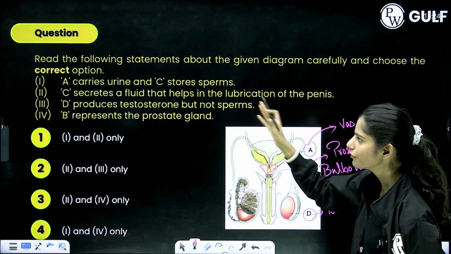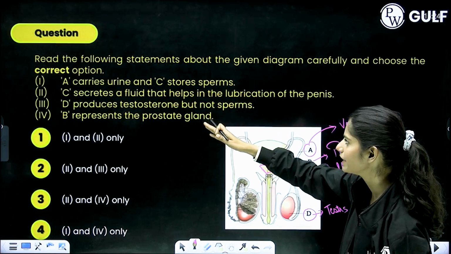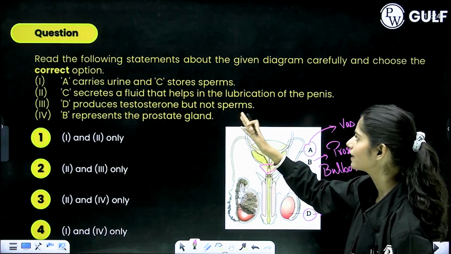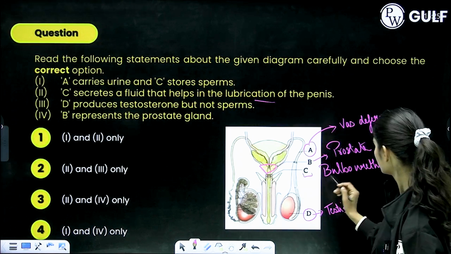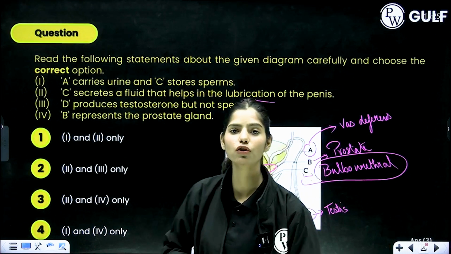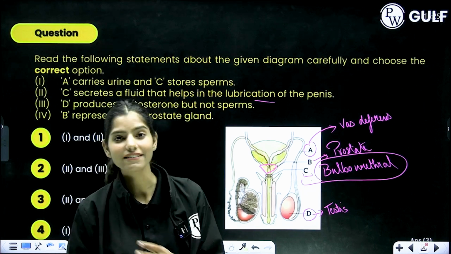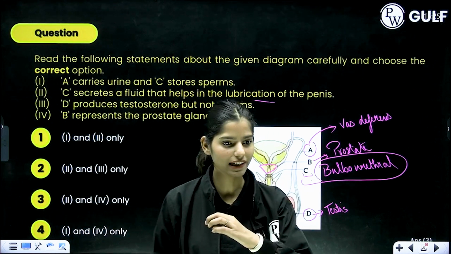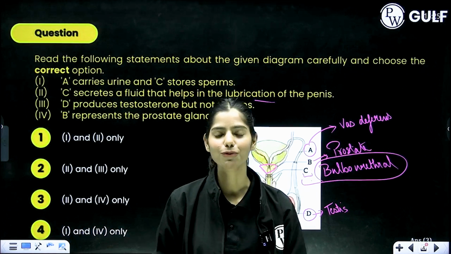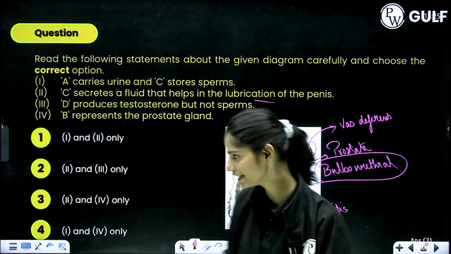Now, if you see the statements, A carries urine and C stores sperm, that is absolutely wrong. C secretes a fluid that helps in lubrication of the penis. So C, yes, that is absolutely correct. We all know the bulbourethral gland is also called the Cowper gland. It secretes a fluid which actually cleans out the passage of the urethra, okay? And also it is responsible for the lubrication of the penis, right?